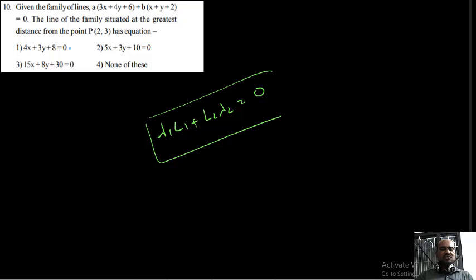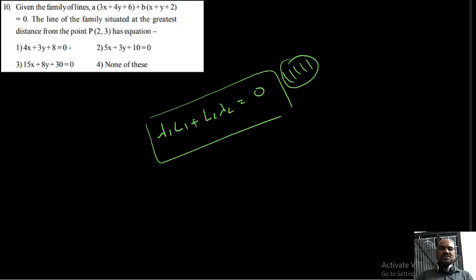Given the family of lines a times (3x plus 4y plus 6) plus b times (x plus y plus 2) equal to 0, the line of the family situated at the greatest distance from the point P (2, 3) has equation. Interesting question, students, listen. What is the form of the equation? Lambda 1 L1 plus lambda 2 L2 equal to 0 is the equation. This represents a family of straight lines.